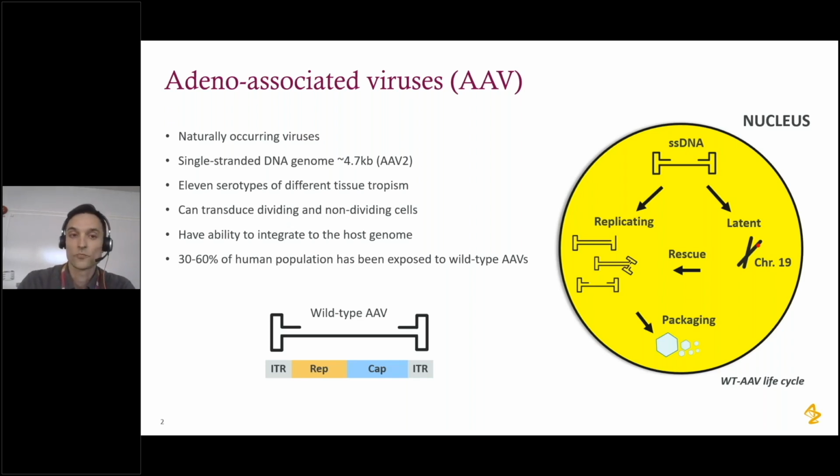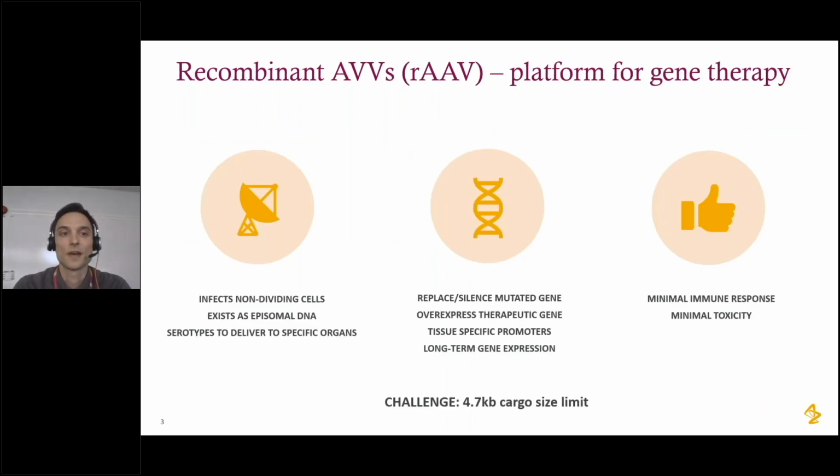So in recent years, AAVs have gained a lot of attention, specifically in the gene therapy field, for a number of features listed here that make them a really promising platform for gene delivery in gene therapy. But to be used in gene therapy, they have to be modified in a way that the wild-type AAV genome is replaced with a therapeutic cassette.